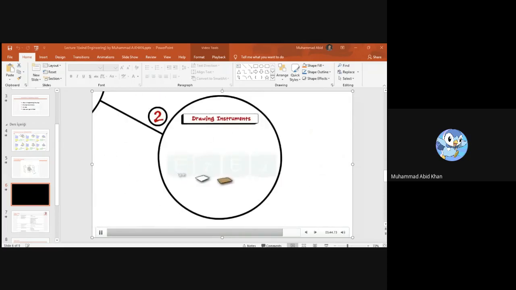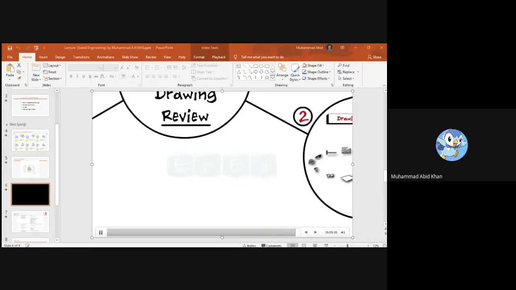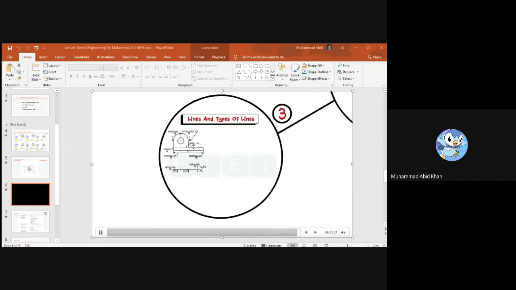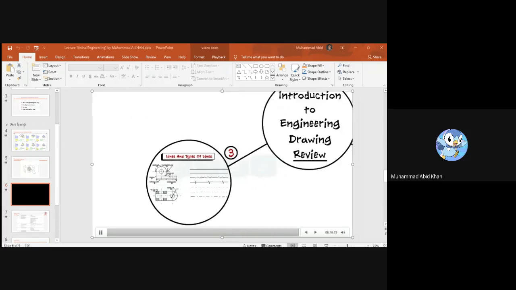Next, we have seen different drawing instruments used in engineering drawings such as drawing board, drawing paper, pins, clips or adhesive tapes, pencils, T-square, set square, scale, drafter, roller scale, protractor, French curves, compass and eraser and their uses. Finally, we have seen different types of lines used in engineering drawing to draw an object. So this is the overview of our video lecture.